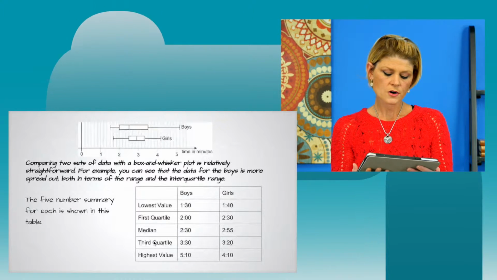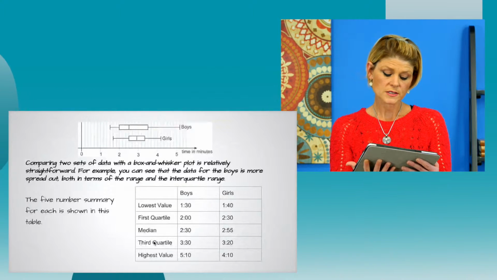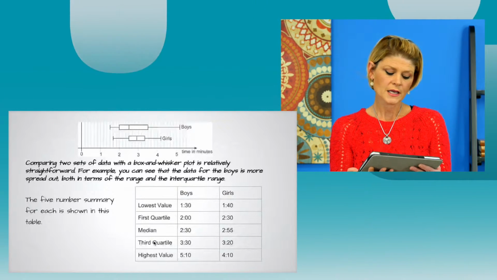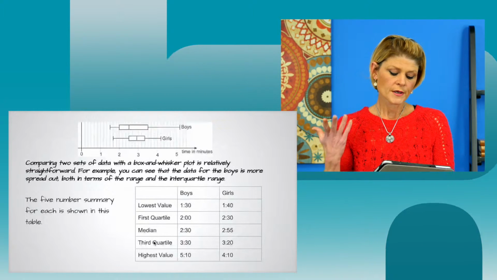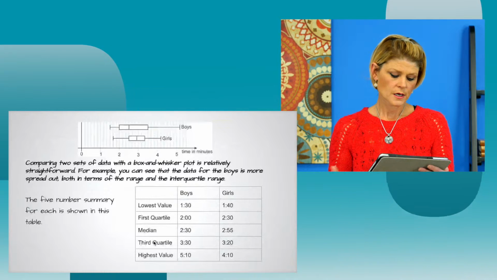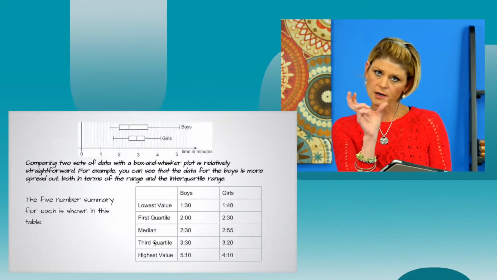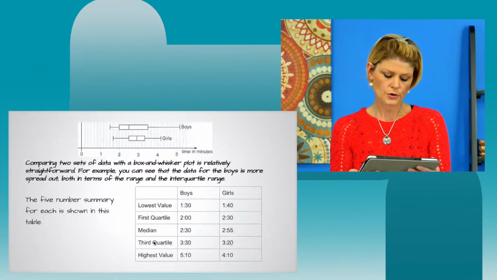Okay, so there are our box and whisker plots. Comparing two sets of data with a box and whisker plot is relatively straightforward. So for example, you can see that the data for the boys is more spread out, both in terms of the range and in their interquartile range. See how the box part is actually larger and longer than the girls'.